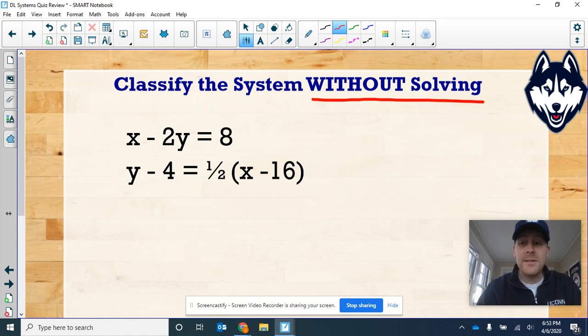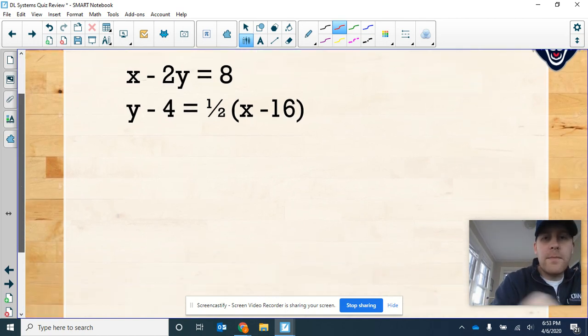Is it an independent system, which means it has one solution? Is it a dependent system, which means it has an infinite number of solutions? Or is it an inconsistent system, which means it has no solution? We do that by converting both equations to slope-intercept form and then comparing the slopes and the y-intercepts. So we're going to do these two equations separately, because we need both to be in slope-intercept form.